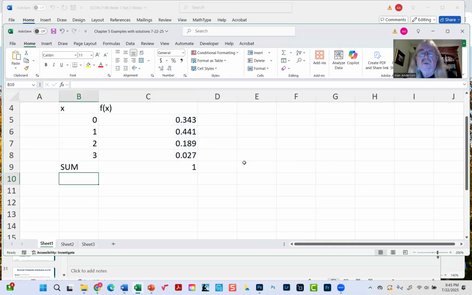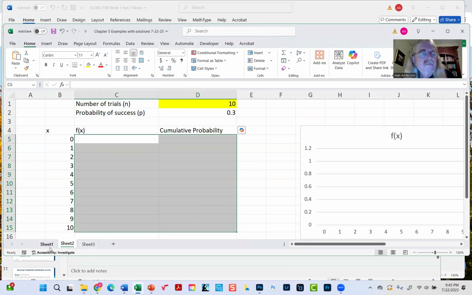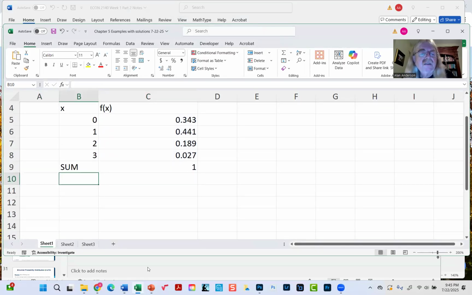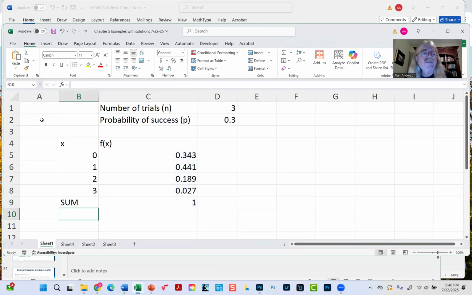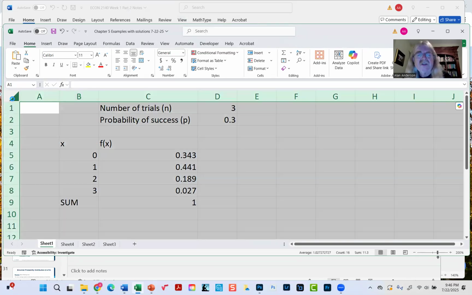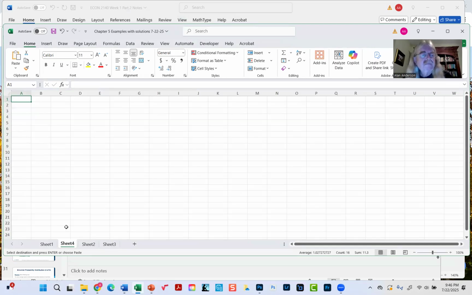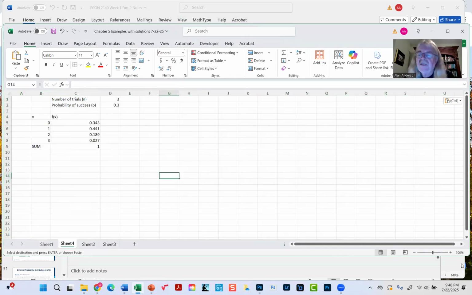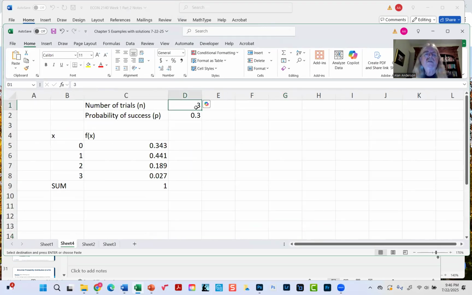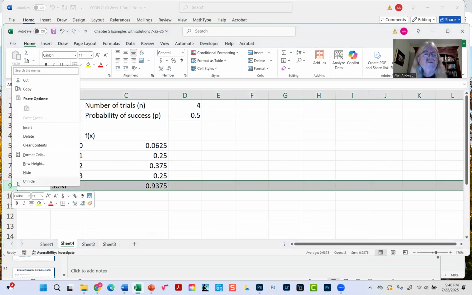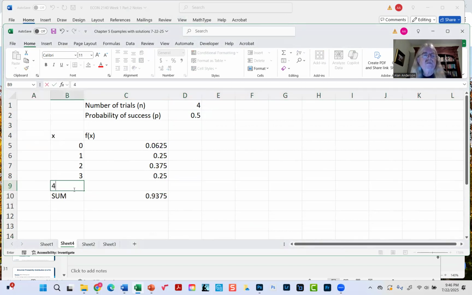Okay, now this of course is a different problem. What we could do, if you want, is go back and reproduce the problem we just did here. Let's do a new sheet for that one. We'll copy this one, and all we really have to do is change the 2 constants. So we'll have 4 trials, 0.5, and also we'll have one more possible outcome, which is 4.